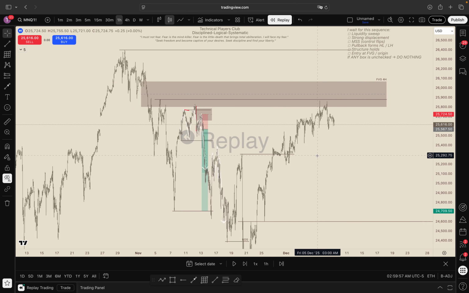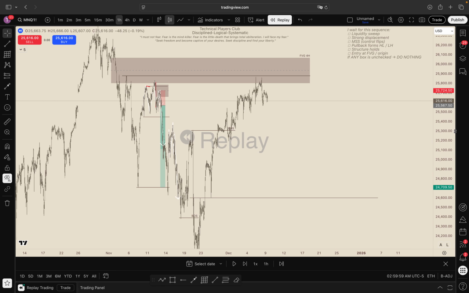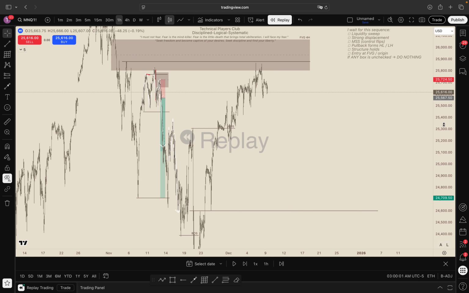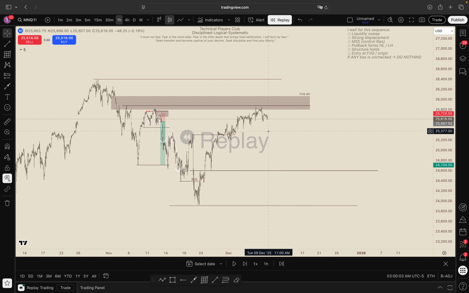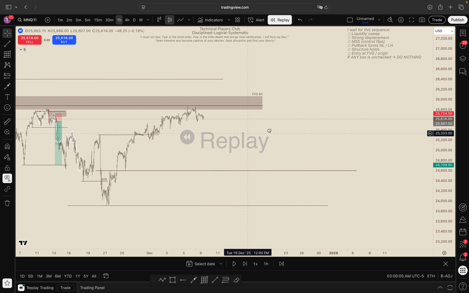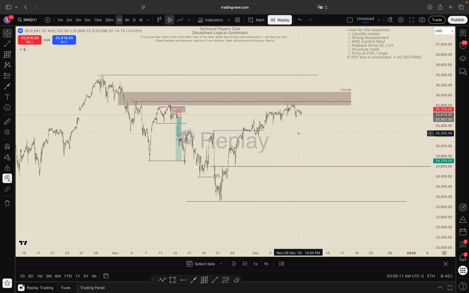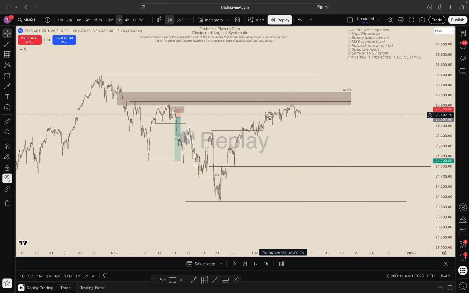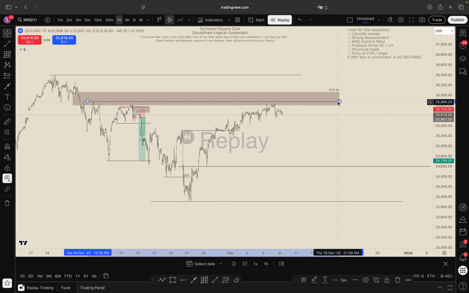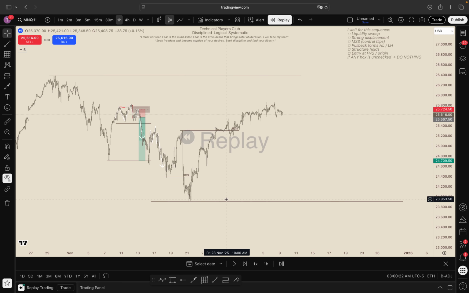Now, market structure shifts. I've explained that a couple times. Like you can see, boom, boom. It goes from making higher highs and higher lows to lower highs and lower lows, or the inverse of that. So that would give you a market structure shift. I don't know how else I can explain this.